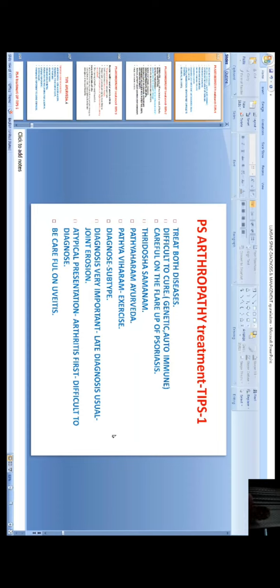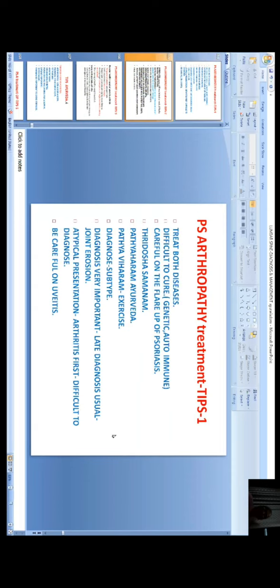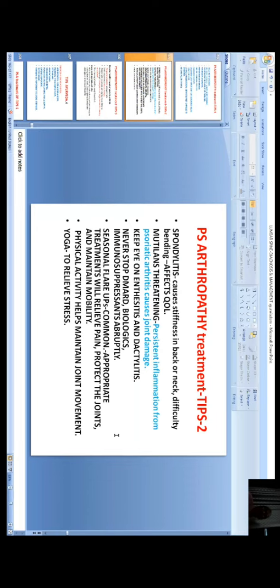That is very important. Usually 35% of psoriatic patients are subject to psoriatic arthropathy. Very rarely, around 10% of patients, arthritis comes first and psoriasis secondary. That is very, very difficult to diagnose. Then eye disorders also, be careful.